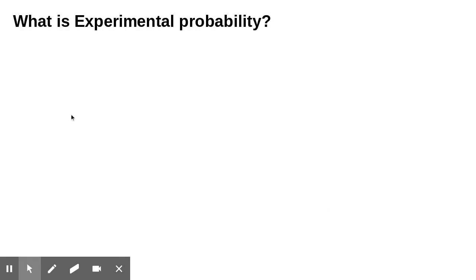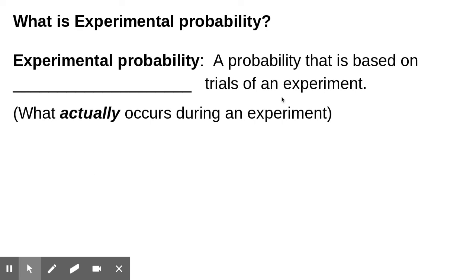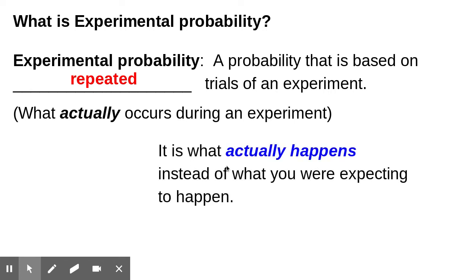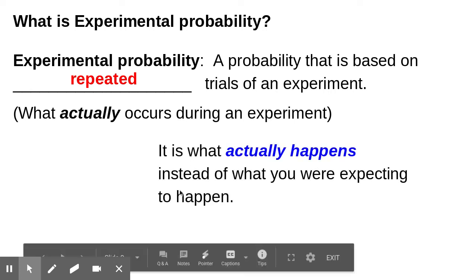So, what is experimental probability? Well, experimental probability is a probability that is based on repeated trials of an experiment. This is what actually occurs during an experiment. We have to record results of what is happening. We don't know what's going to happen. We have to do an experiment a repeated number of times, record the results, and then determine the probability based on those results. So it is what actually happens instead of what you were expecting to happen from what we were talking about yesterday. Okay.